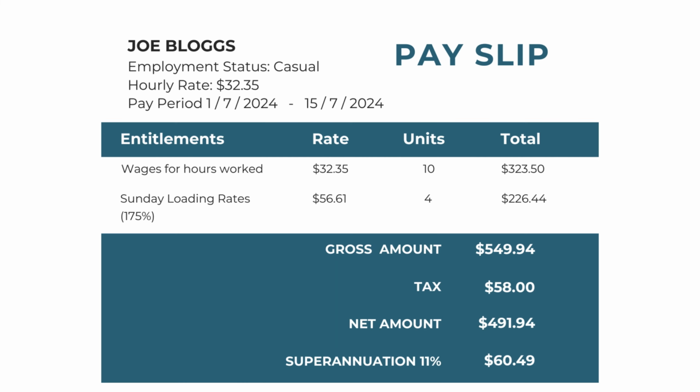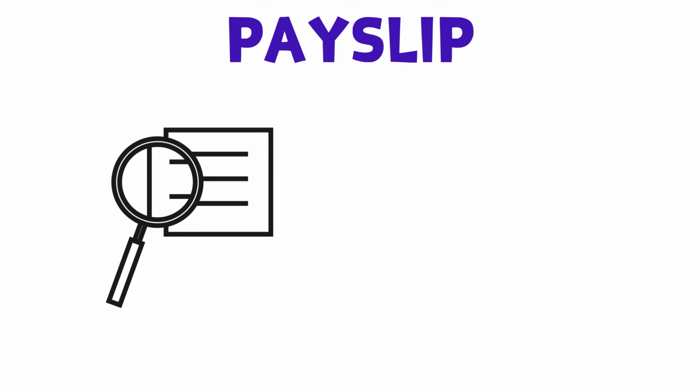Now let's look at pay slips. A pay slip should show you your hours worked, the rate that you've earned per hour, the gross amount earned before tax is taken out, the actual tax taken out, and the net amount earned after tax has been taken out, and superannuation contributions.